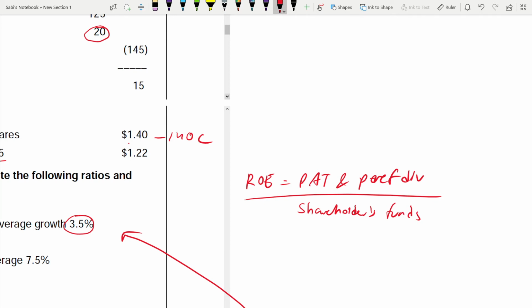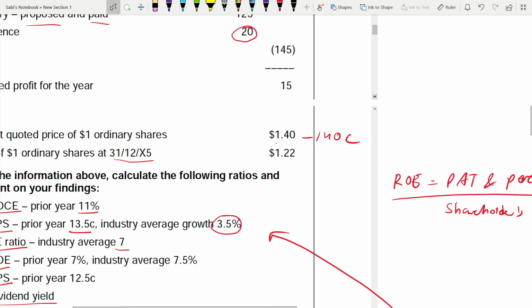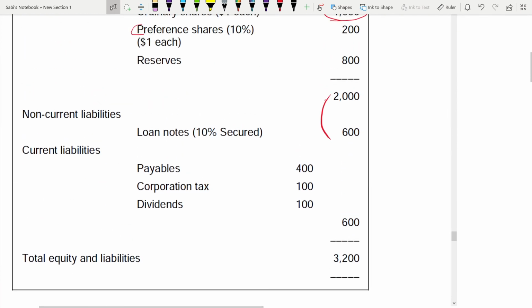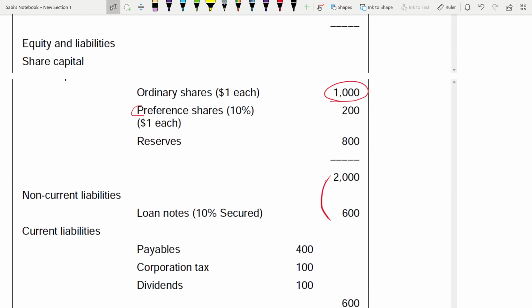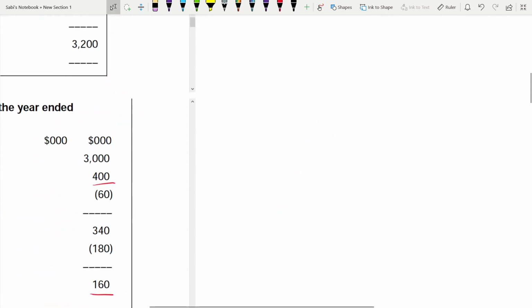Okay. So here profit after tax is 160, preference dividend was 20, minus shareholder fund. What is the shareholder fund? You have to go and check. It is only this 1000 plus this 800. You are not taking 200, because we are already taking ordinary share and reserves. So 1800. Return on equity for equity holders only.